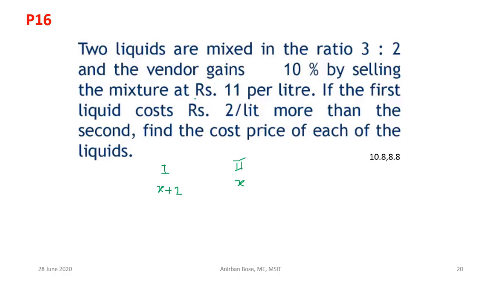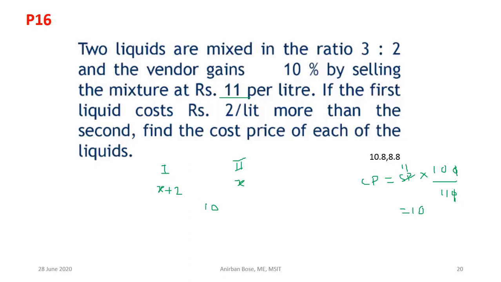And we know the average is what? The vendor gains 10% by selling it at rupees 11. So this is the selling price. So what is the cost price? Cost price is equal to sell price into 100 by 110. And sell price is 11. So cost price is 10.